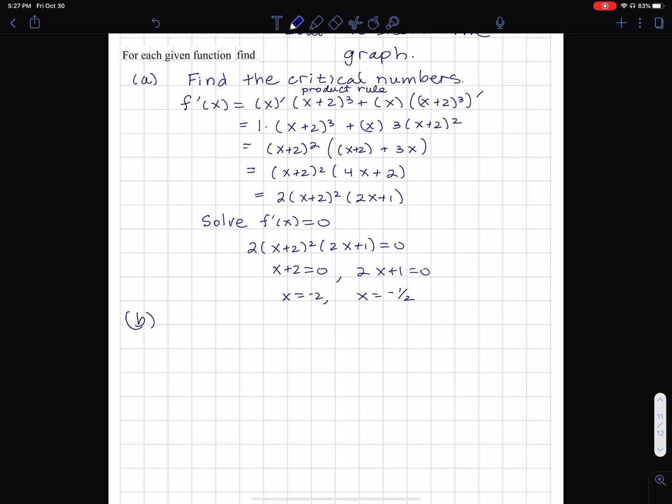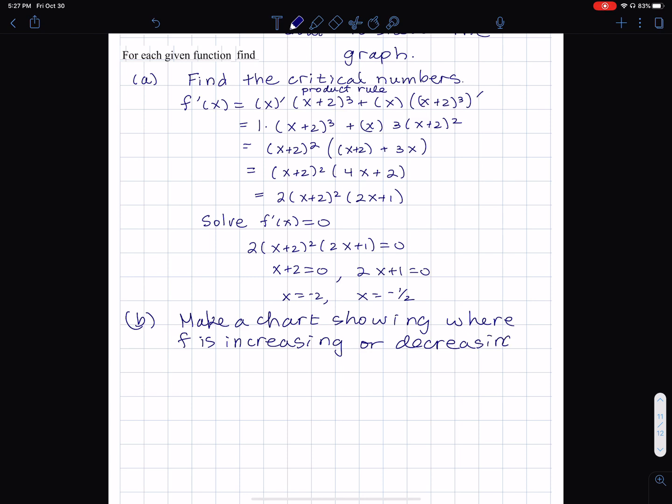And then B, we're going to make a chart showing where f is increasing or decreasing. And part of the goal of that, part of the reason we're doing that, is so we can determine whether these critical numbers correspond to a local max or local min, or absolute max or absolute min.